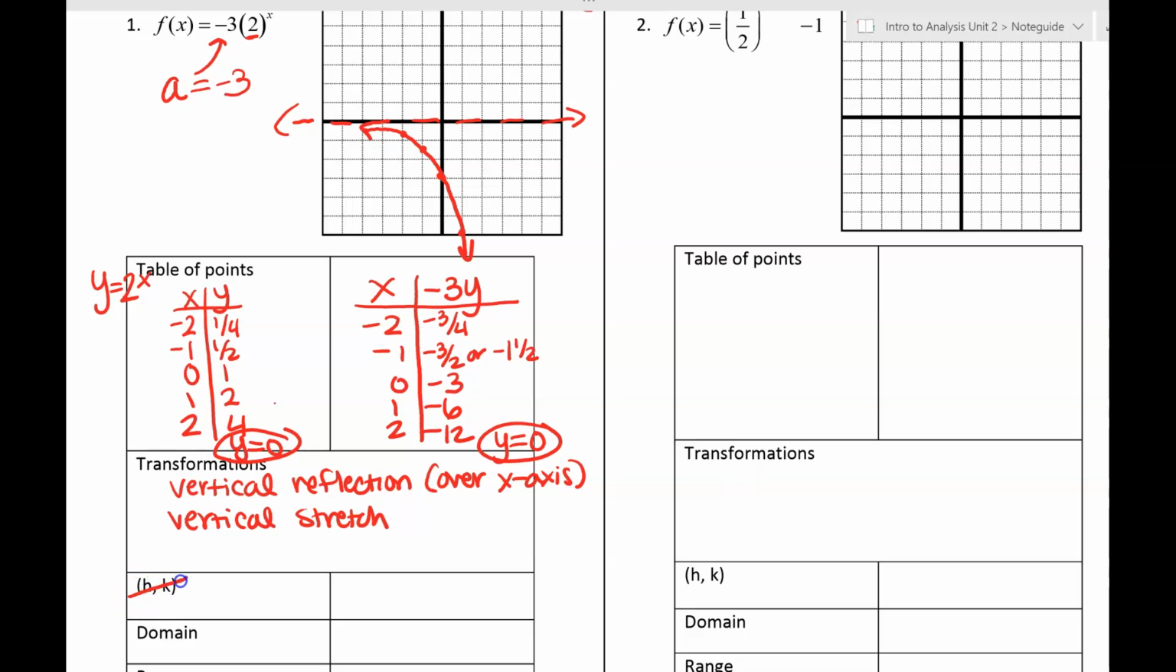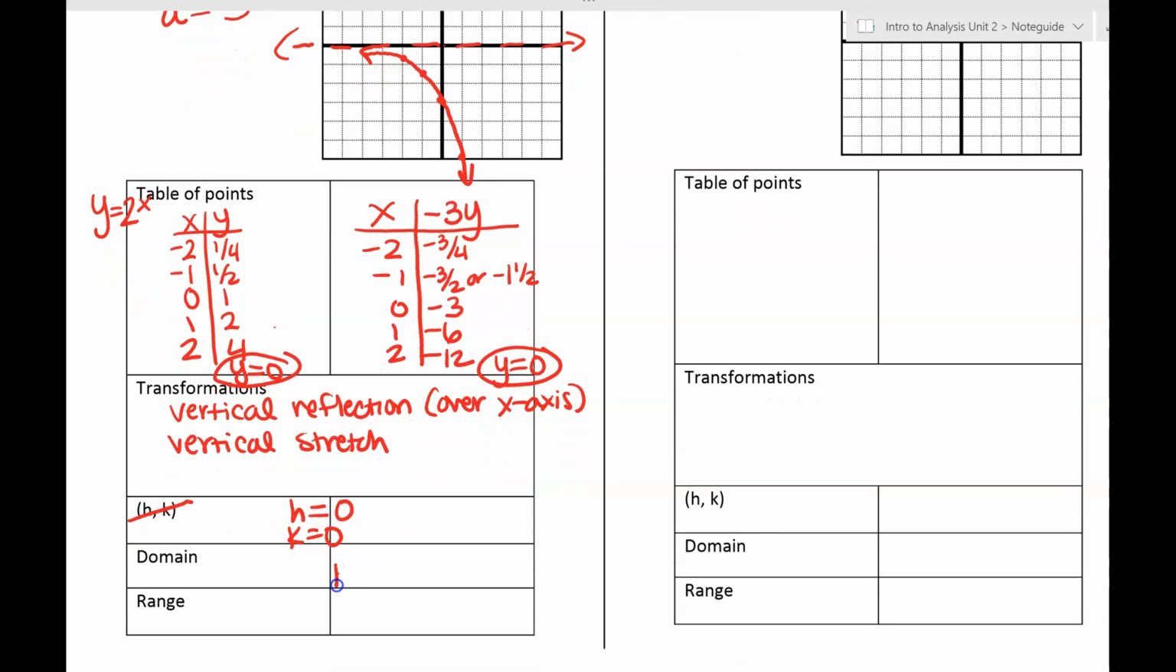Your h and your k values, we're actually not going to write them as points, but just make sure you can identify them. So our h was 0 and our k was 0. Do you guys see why we're not writing it as a point? For this function, it didn't start at 0, 0, so we don't want to confuse that with a point on our graph. The domain here is all reals.